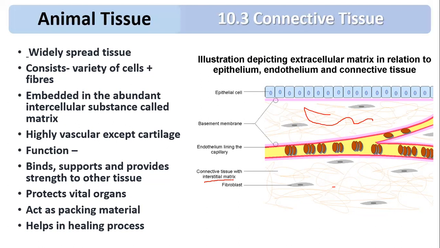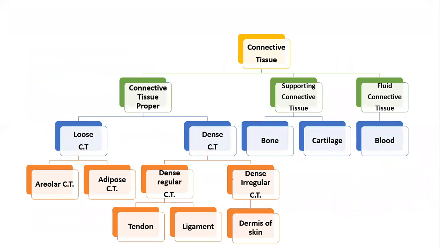Coming to the classification of connective tissue, if you observe, connective tissue can be classified into three categories. You can see in the flow chart. The first is connective tissue proper, second is supporting connective tissue, and third is fluid connective tissue. This is the classification given by the government textbook.